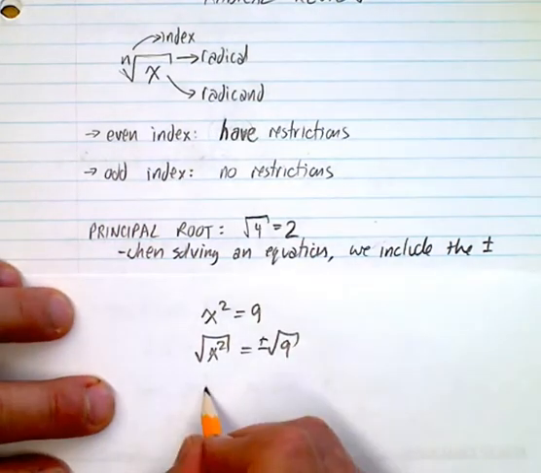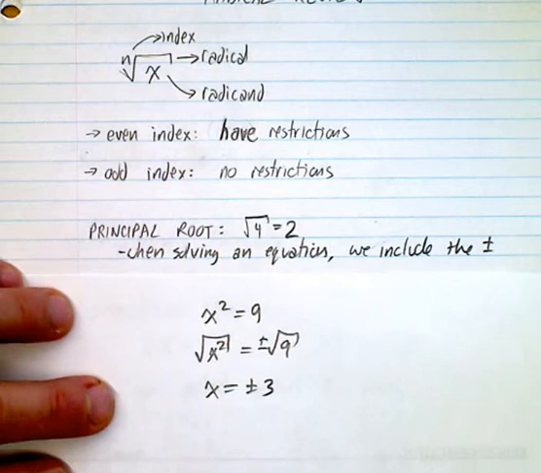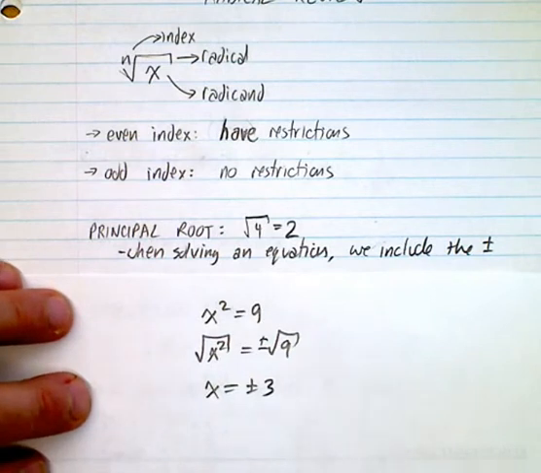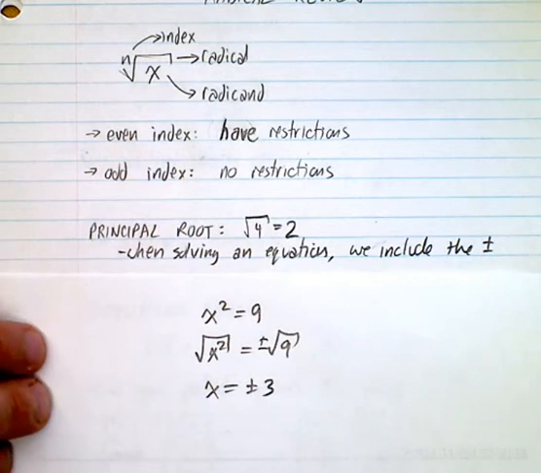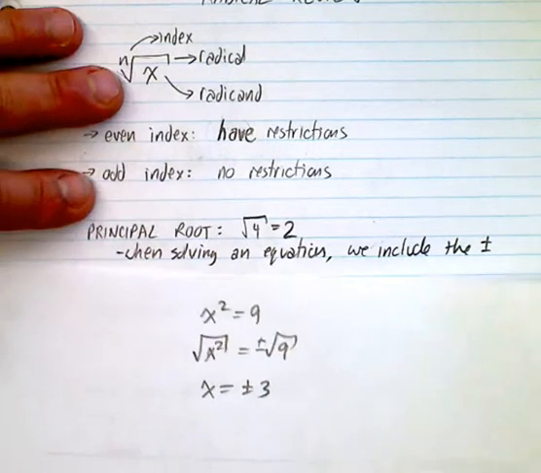So it means that x is equal to plus or minus 3. Okay, so there's a difference between the principal root and the square root when solving an equation using square root. So hopefully that clears up that little issue.